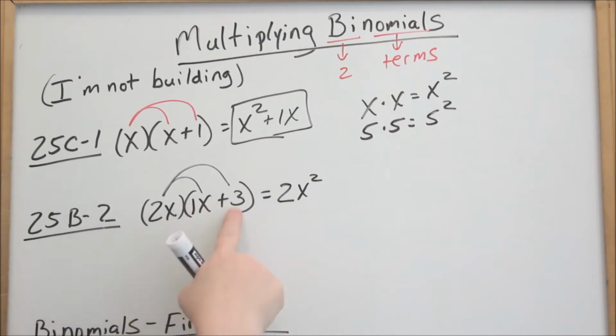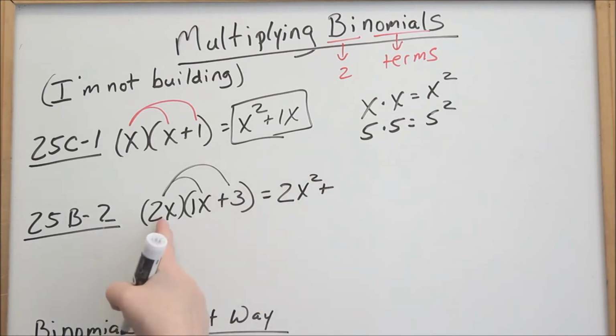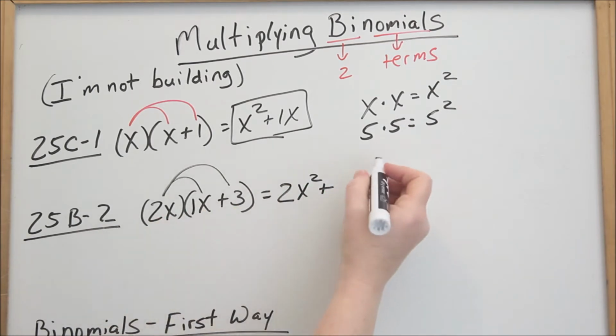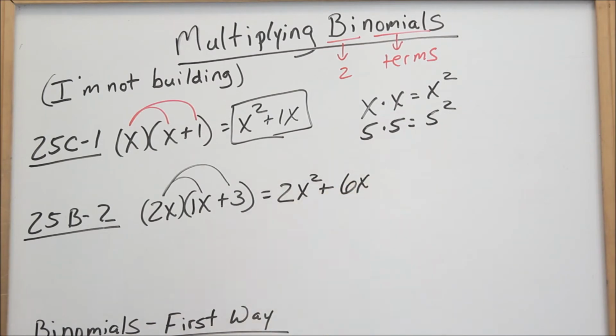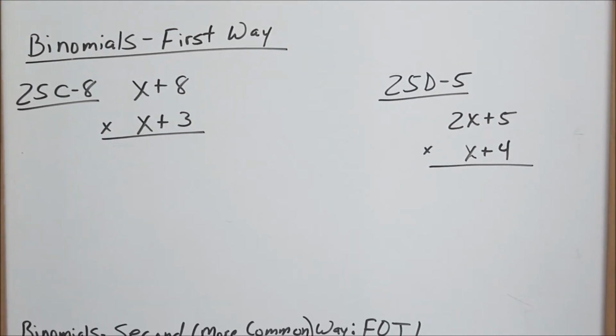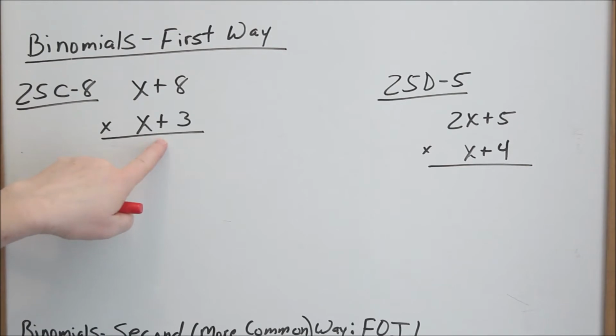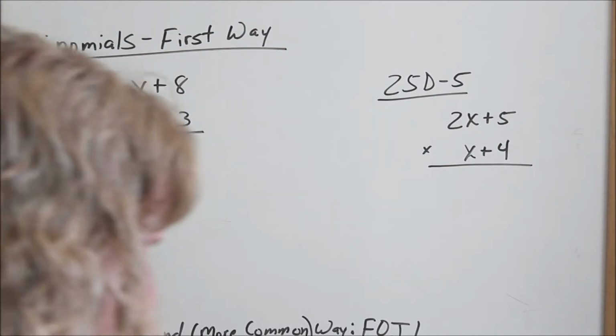Now 2x times a positive 3. Well, a positive times a positive is a positive. 2x times 3, multiply your numbers together, 6, and then you still have the letter. You can't add x squares to x's, so this is your final answer. Alright, now let's talk about multiplying binomials, which means we're going to multiply one binomial to another binomial. There are two different ways you can do it, so let's talk about the first way.